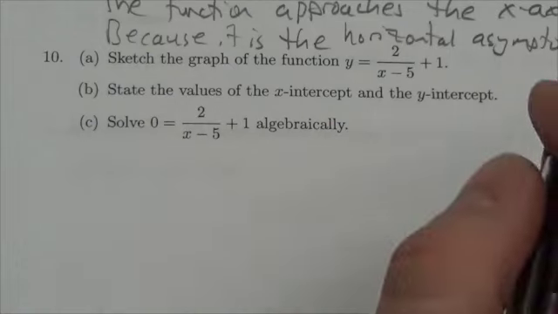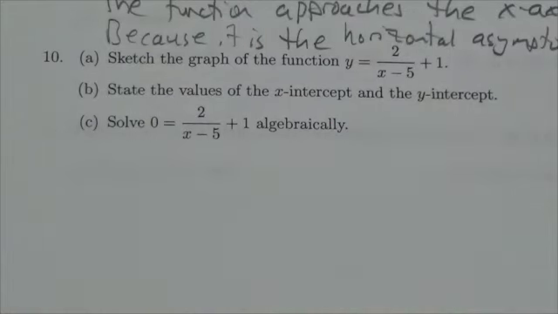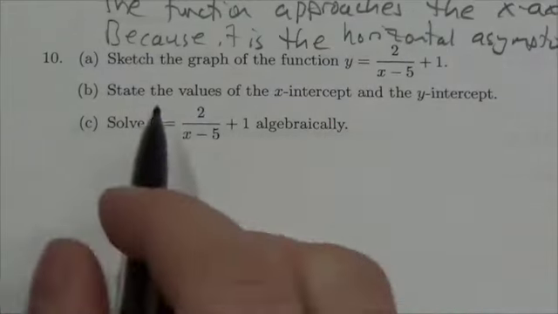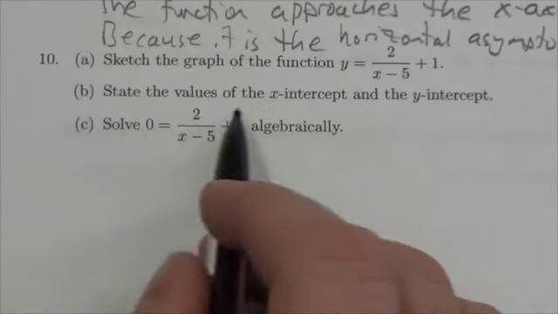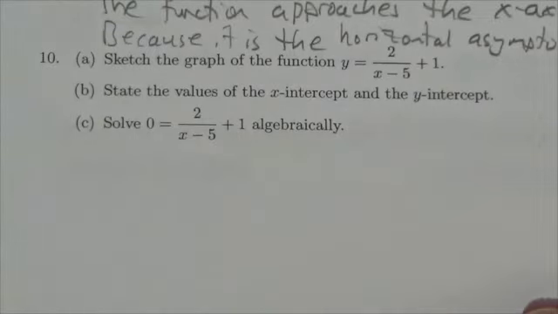Hi everyone, this is the Math 30-1 Functions Review, and this is question 10 of the rational section. It says sketch the graph of the function y equals 2 over x minus 5 plus 1, and then state the values of the x-intercept and y-intercept and solve the equation.